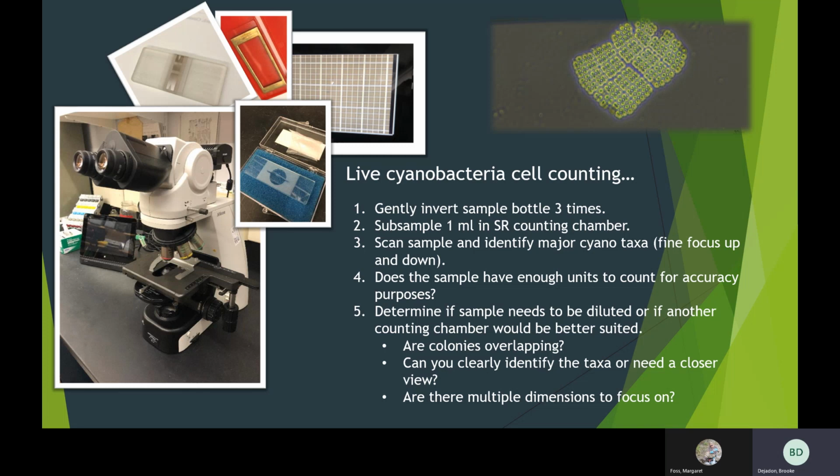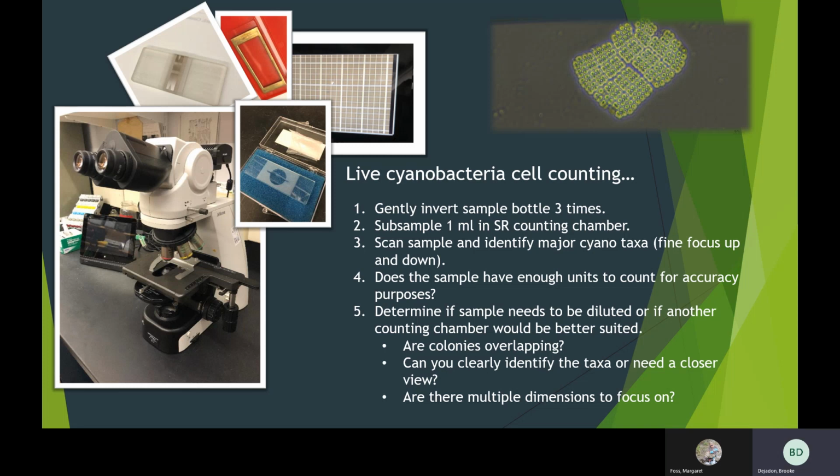Are the colonies overlapping? Can you clearly identify the taxa, or do you need to get closer? Because sometimes with the Sedgewick Rafter, like Brooke mentioned, you can't get up to the highest magnification without breaking the slide. So sometimes I'll subsample and put it on a flat slide just so I can really see it if I have any question.